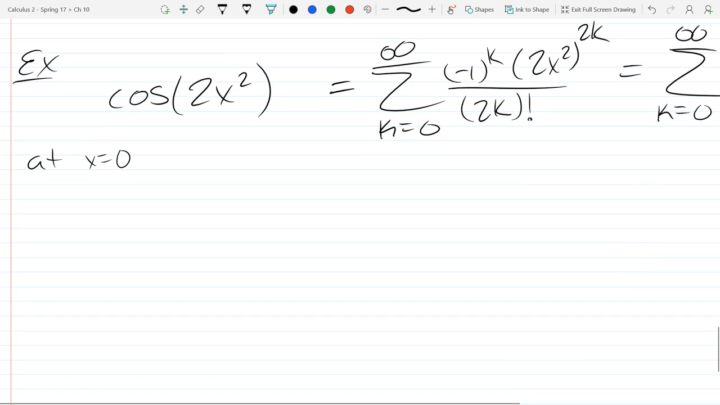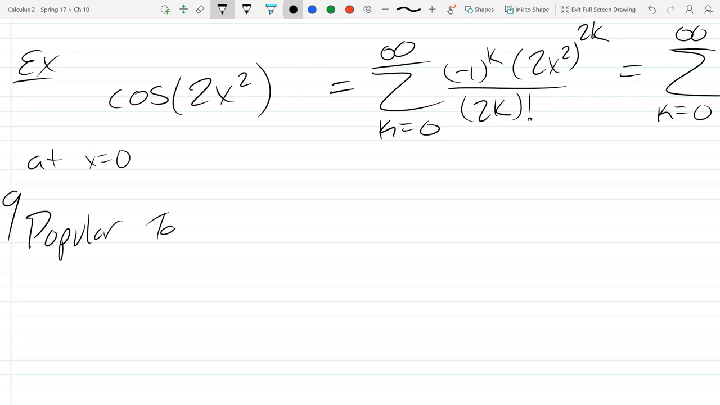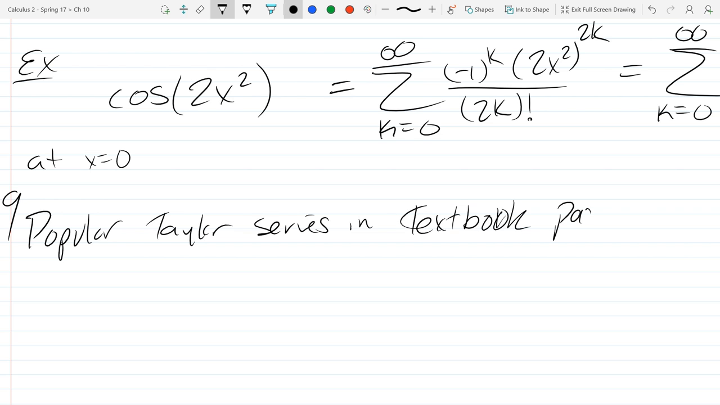So in, I think, page negative 5 in your textbook, where I'm counting negatives from the back, so this is back in the appendix, there's about 9 popular Taylor series written out there. So I'm writing page minus 5, which means this is the end of the book minus 5. So just flip 5 pages back, and you'll see all the Taylor series written right there.